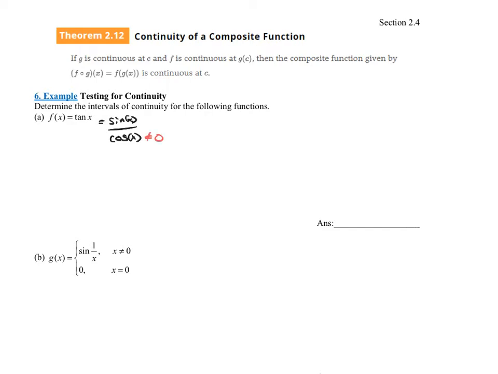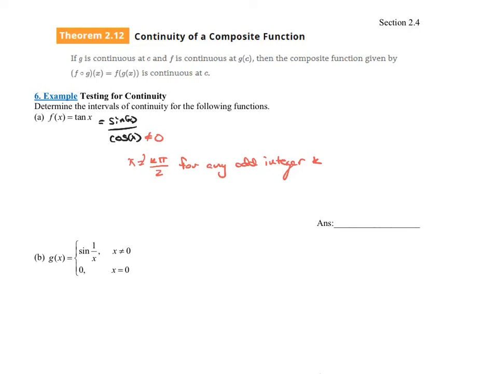So we think about when cosine of x is equal to 0, and that's x equals k pi over 2 for any odd integer k. I'm writing that. So that's what x cannot equal: any k pi over 2 where k is an odd integer, where that's pi over 2, 3 pi over 2, 5 pi over 2, 7 pi over 2, etc.